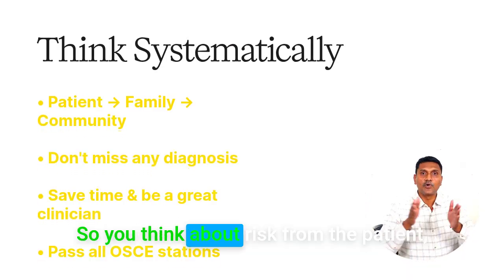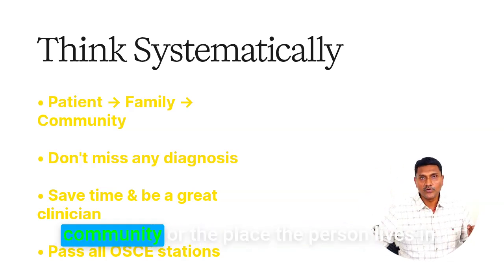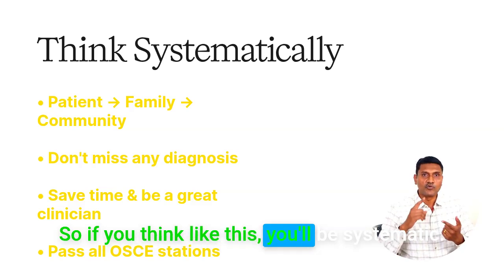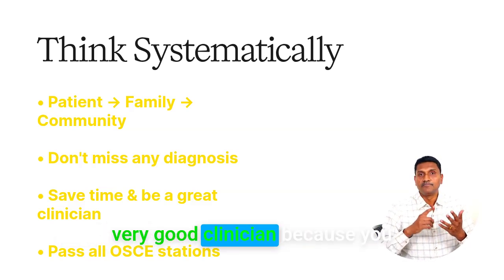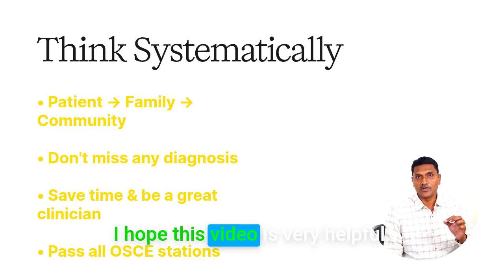So you think about risk from the patient, then to the family, and then to the community or the place the person lives in. So if you think like this, you will be systematic, you will save time, and you will be a very good clinician because you're not missing any diagnosis. I hope this video is very helpful.